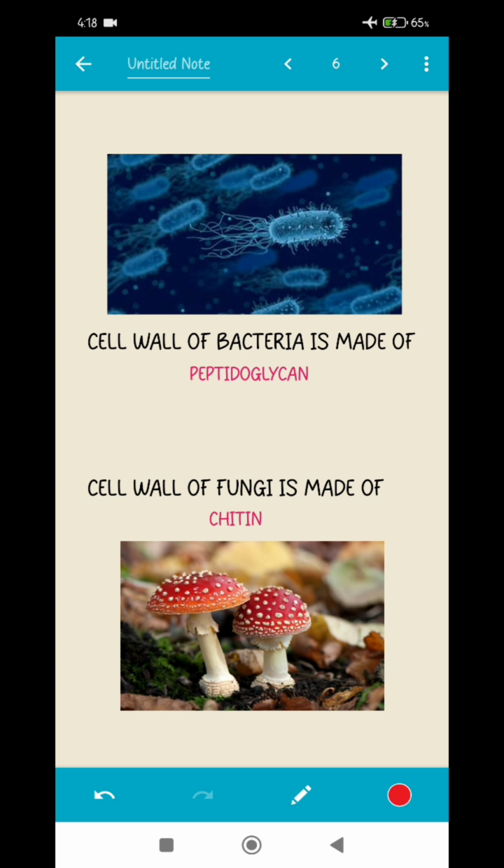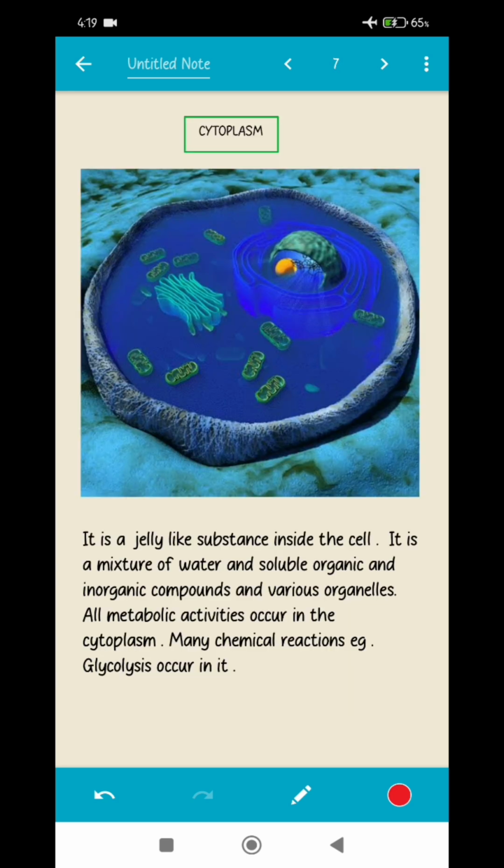The cell wall of bacteria is made out of peptidoglycan. This is a very interesting fact. And the cell wall of fungi is made out of chitin. Chitin is the same material that the exoskeletons of insects are made out of. So not all cell walls are composed of cellulose. They are also composed of different materials.